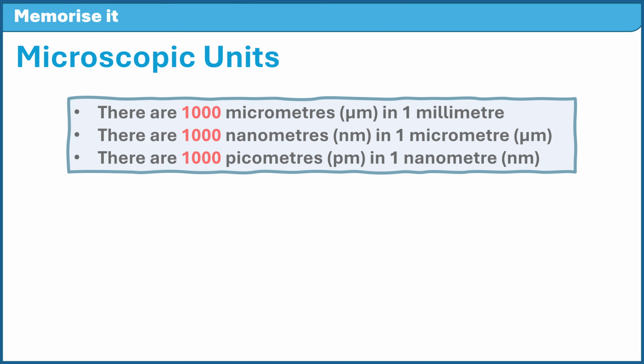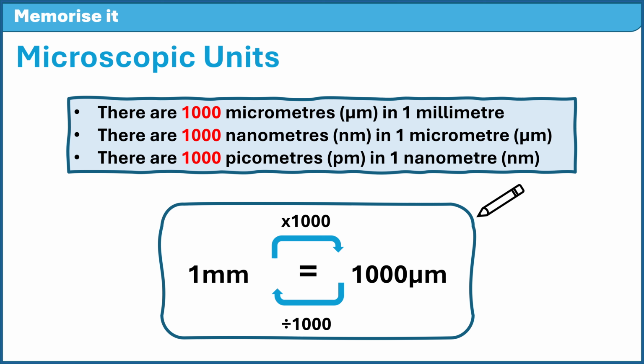Now apply that to the microscopic units. 1 millimetre is equal to 1,000 micrometres. 1 micrometre is equal to 1,000 nanometres, and 1 nanometre is equal to 1,000 picometres. We can use a visual representation to simplify and guide our unit conversions. So if you're converting from millimetres to micrometres, you multiply by 1,000, just like turning one £10 note into 10 £1 coins, MISS. If you're converting from micrometers to millimeters, you divide by 1,000, just like exchanging coins back into a note, DIL.